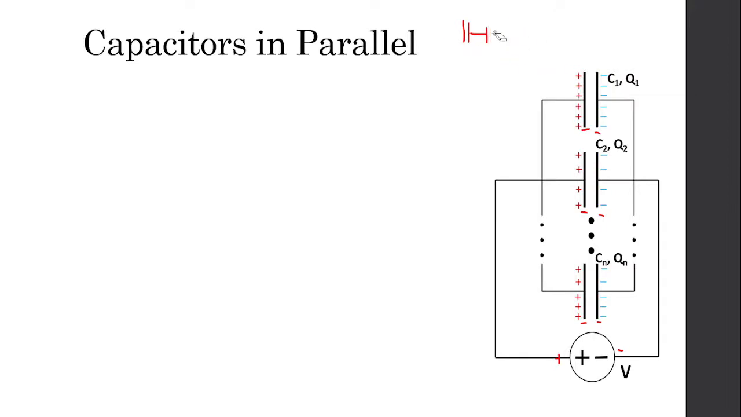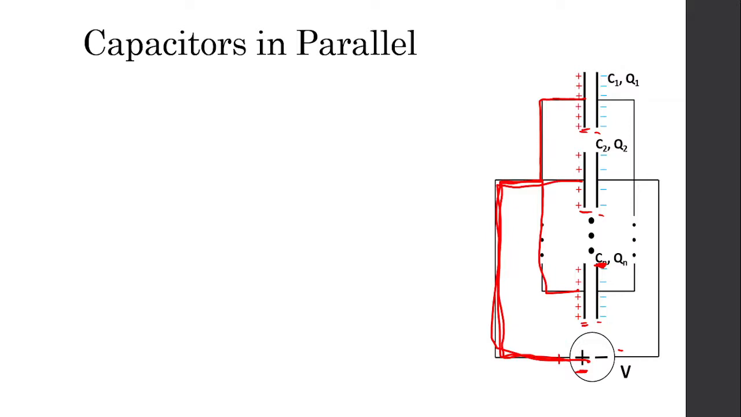for parallel, all the plates, more specifically the positive ones, are all connected to the positive terminal. So how are they connected? Well, if you look at the wire here, it's connected via this way. If you look at the wire here, this plate is connected via this way. If you look, however, at how many capacitors you have, they are connected via this way. So that's how different parallel is from series.